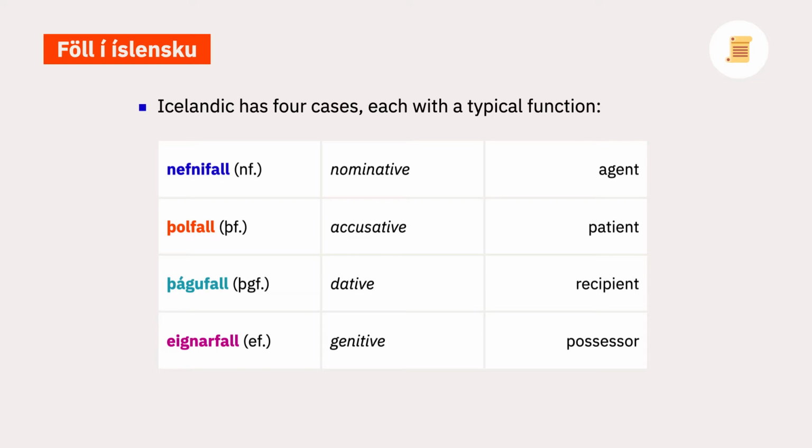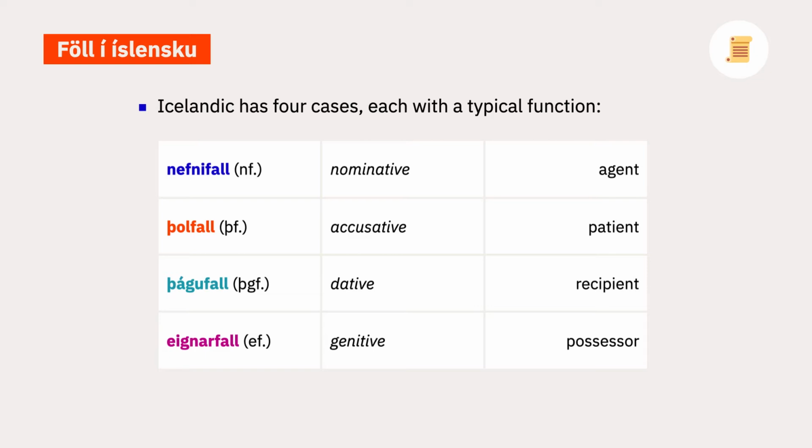Then we have þágufall, or dative case, which indicates the recipient of an action. So that is also known as the indirect object. That's the normal use of the dative case.